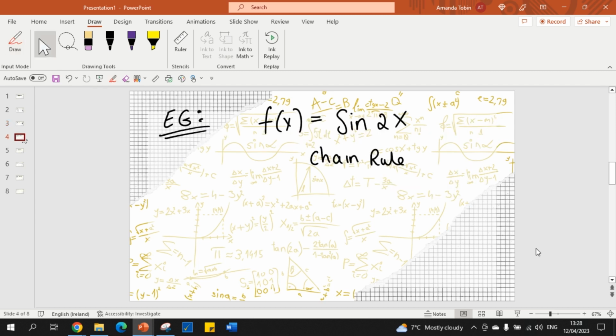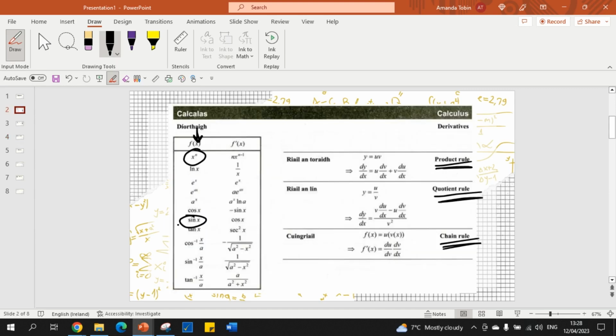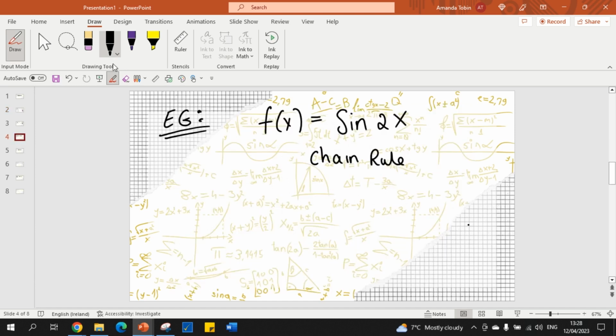So this here is a perfect example of why we would actually be using our chain rule and not the rule in the log tables. So if I jump back and show you the log tables, sine of x is what is in the table, and it has the instruction to get the derivative of it there. However, we have sine of 2x. That is not what's there, so you need to use your chain rule in order to find that.